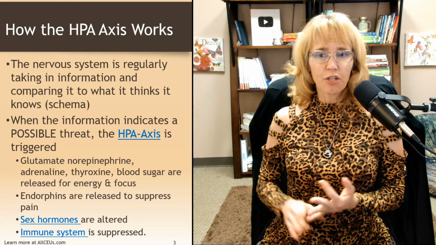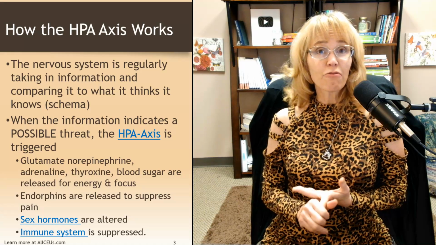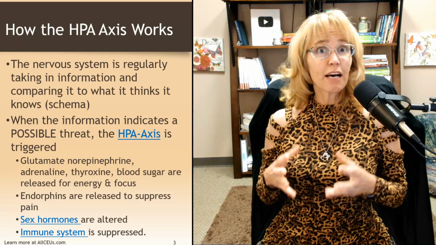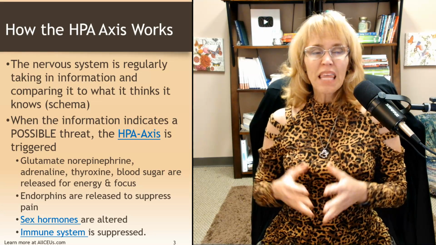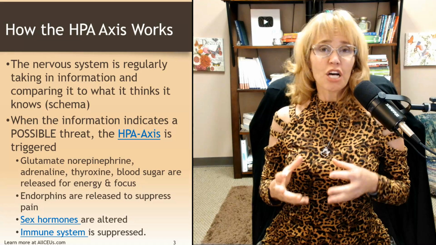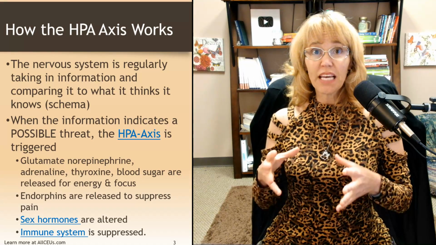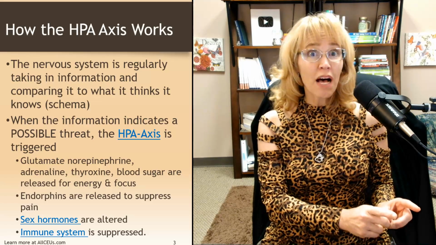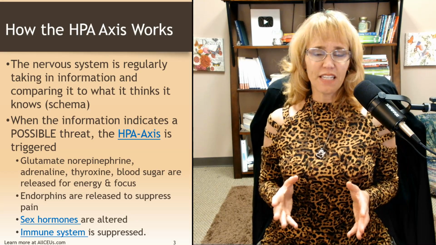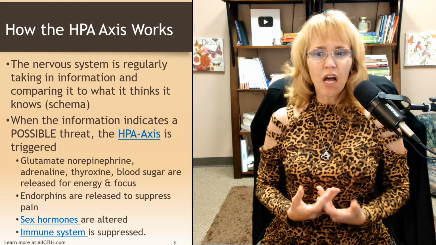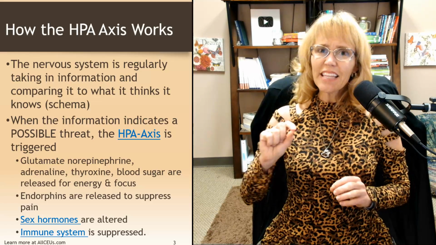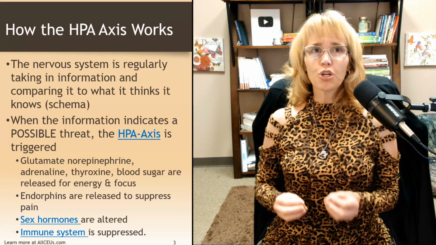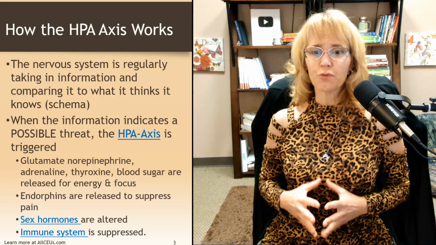Chemicals called glutamate, norepinephrine, adrenaline, and thyroxine are released. All of these are excitatory neurochemicals. They're designed to help you have energy and focus. Your body also releases a bunch of blood sugar, so you have a quick source of energy in order to assess if there's a threat and if there is to respond to it. Endorphins, your body's natural painkillers, are released to suppress pain. In the event that there's a threat, you don't want to be hampered by being in pain. So during that initial stress response, endorphins are released.